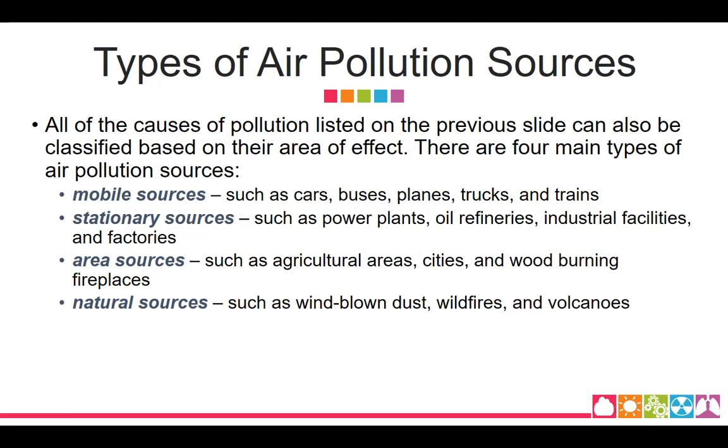Area sources are things that are not typically identified to a single production point, but are accumulated over certain areas and have a magnified effect from their combined impact. Things like agricultural areas, cities, wood burning fireplaces, these types of things, where it's not one fireplace that's causing the problem, it's all of the fireplaces. It's not one car that's causing the problem or one farm that's causing the problem. It's multiples and their added up effects. And then the last one is our natural sources, such as windblown dust, wildfires, and volcanoes, which we can go ahead and look at as both stationary sources and area sources, depending on the problem.